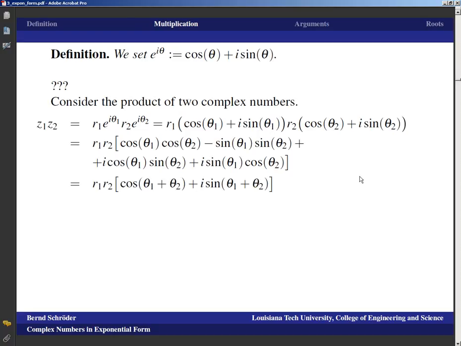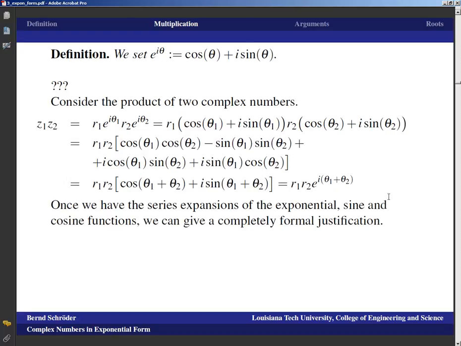Okay, well, if we now use our trigonometry, we realize that cosine theta 1 cosine theta 2 minus sine theta 1 sine theta 2, that's cosine theta 1 plus theta 2. And cosine theta 1 sine theta 2 plus sine theta 1 cosine theta 2 is sine theta 1 plus theta 2. And that's r1 r2 e to the i (theta 1 plus theta 2).